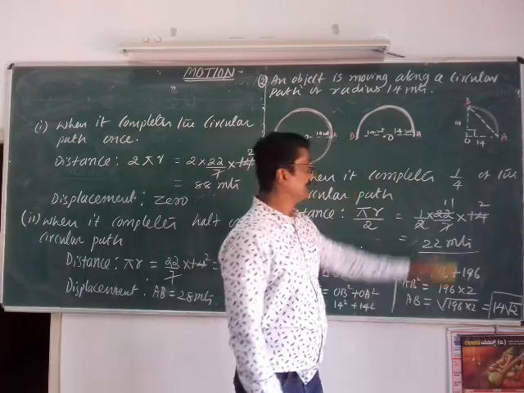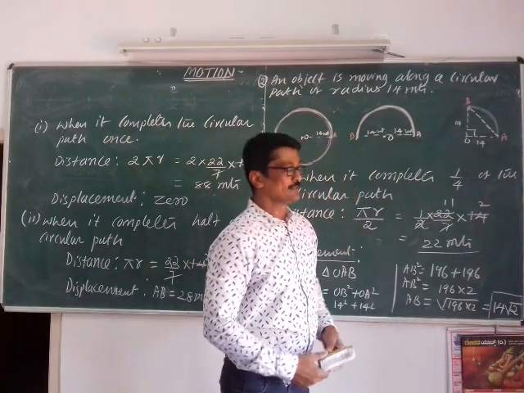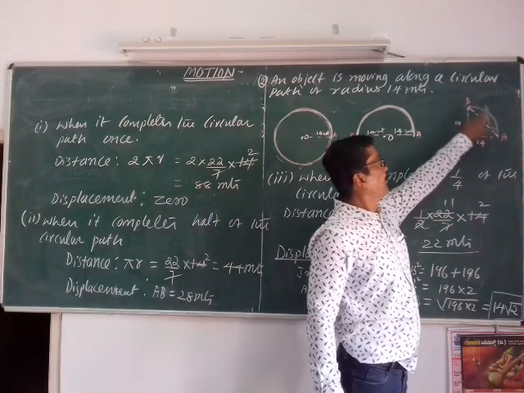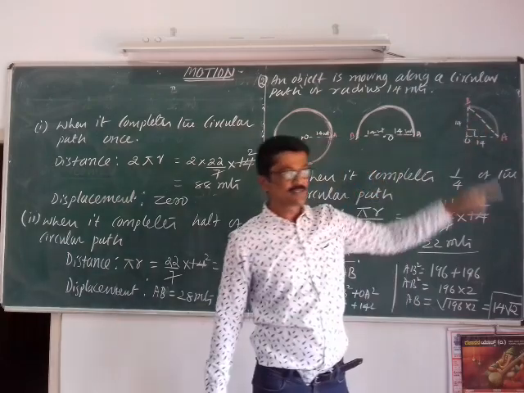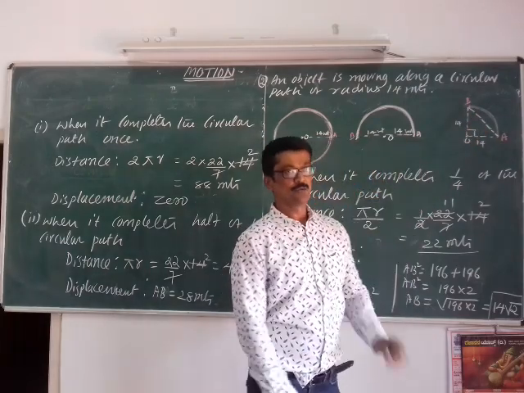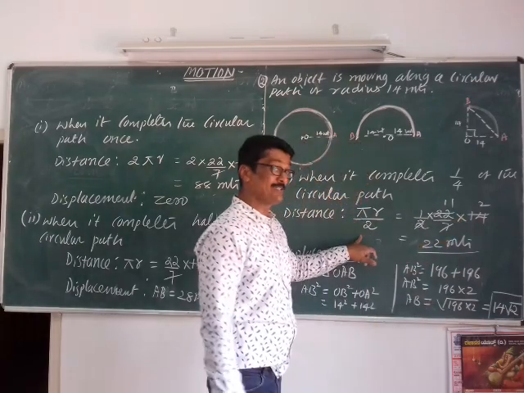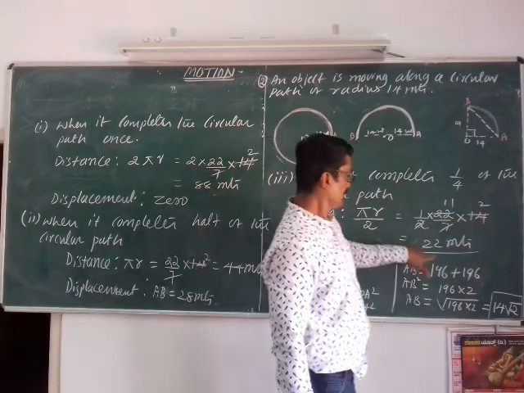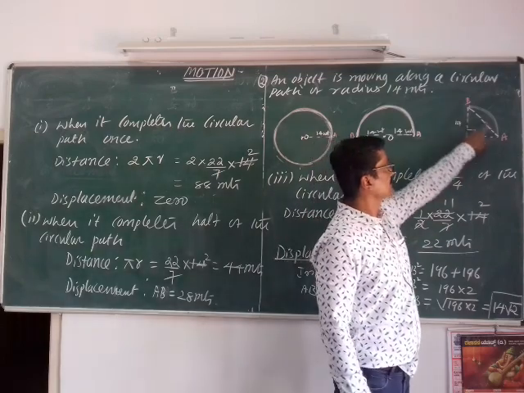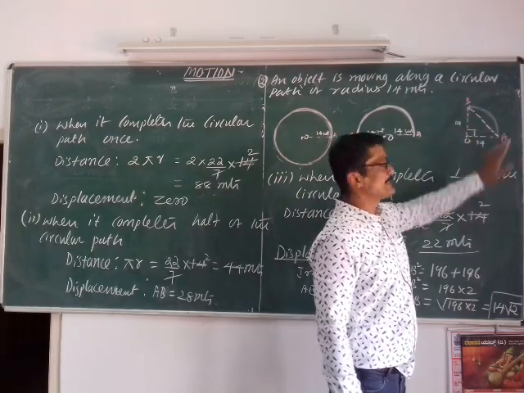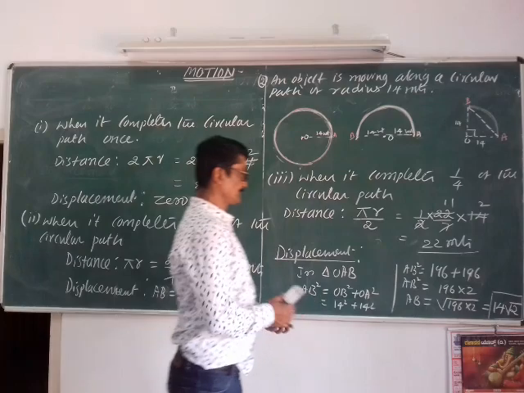So in the last case, distance is 1/4 of the circular path. That is 1/4 of 2 pi r. It is pi r by 2. And the displacement is the hypotenuse of the right angle triangle.